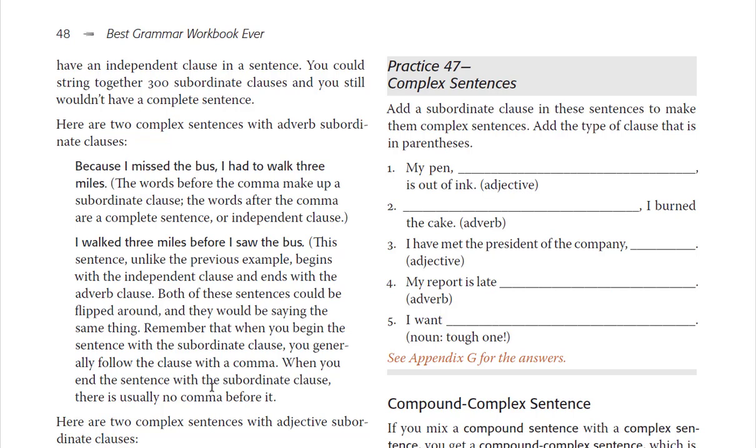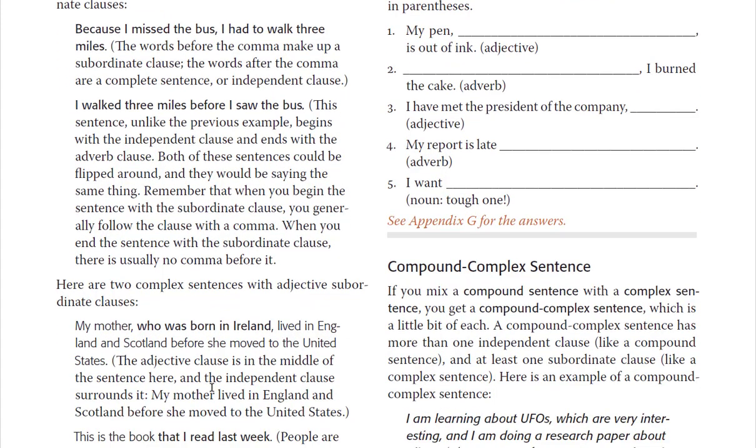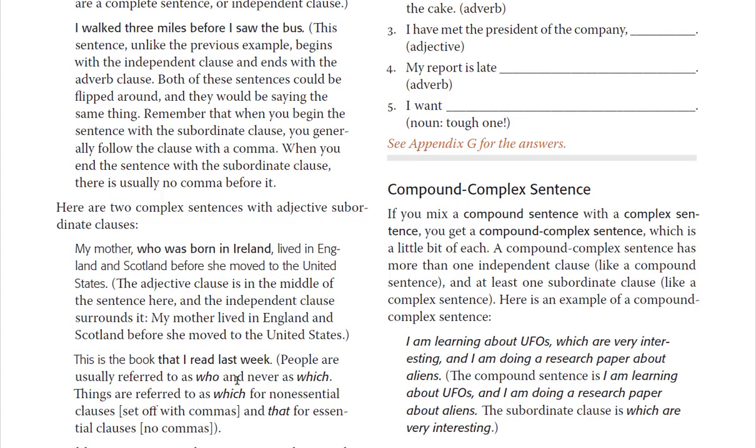Because I missed the bus, so that's the subordinate clause. I had to walk 3 miles. That's the independent clause. So when you put a subordinate clause and an independent clause together, you have a complex sentence. I walked 3 miles before I saw the bus. Here are 2 more complex sentences with adjective subordinate clauses. My mother, who was born in Ireland, lived in England and Scotland before she moved to the United States. This is the book that I read last week.